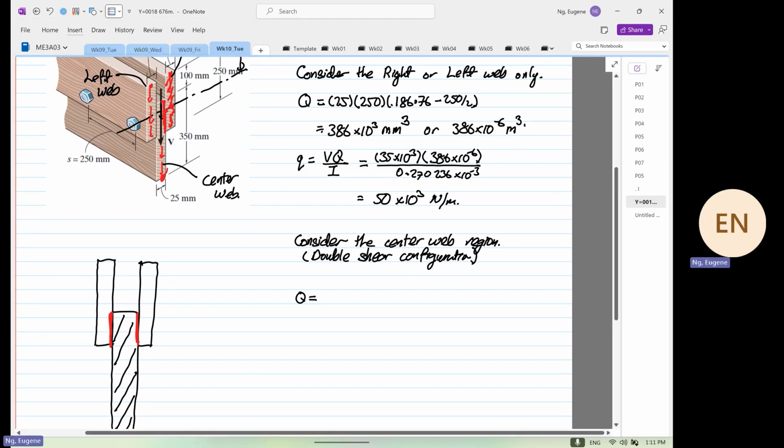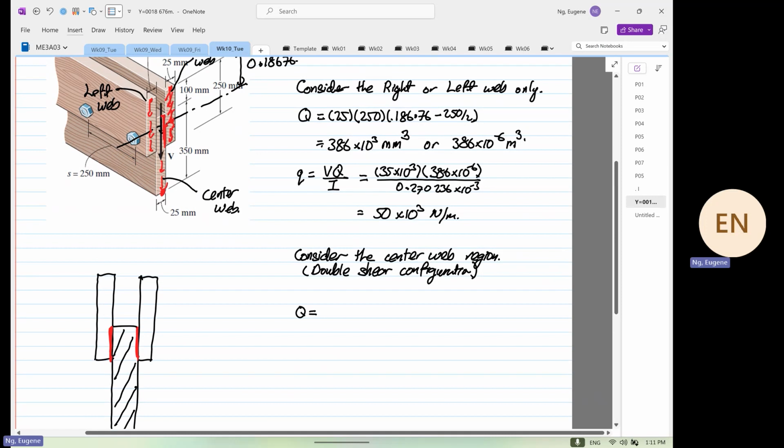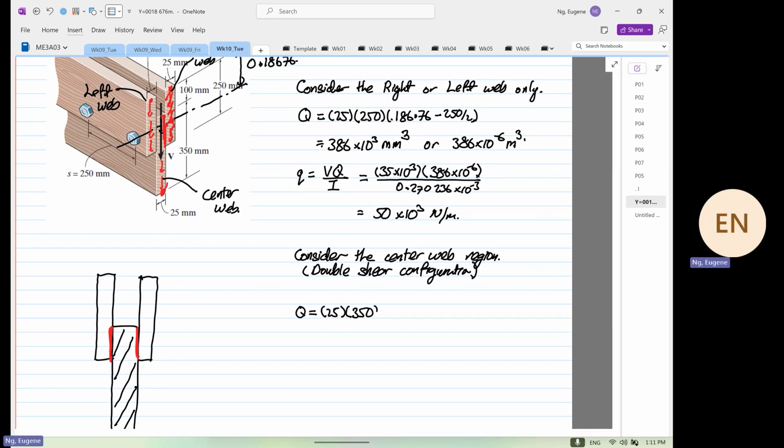So when that's the case, Q will be equal to what? So the width is 25. The depth is 350.